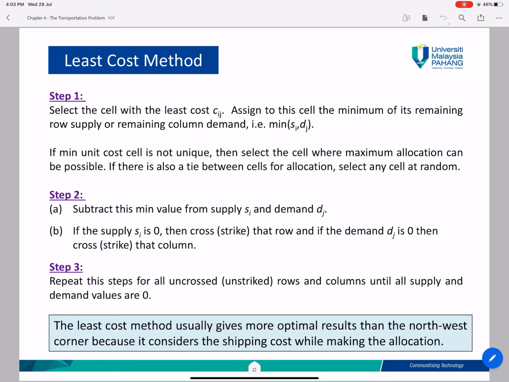In this lecture video, we want to focus on the least cost method. Recall that the least cost method is one of the methods that you can use in order to find an initial basic feasible solution. The least cost method usually gives more optimal results than the northwest corner method because it considers the shipping cost while making the allocation. Basically, there are three basic steps that you have to perform in order to find the solution. I will demonstrate these three basic steps through an example.